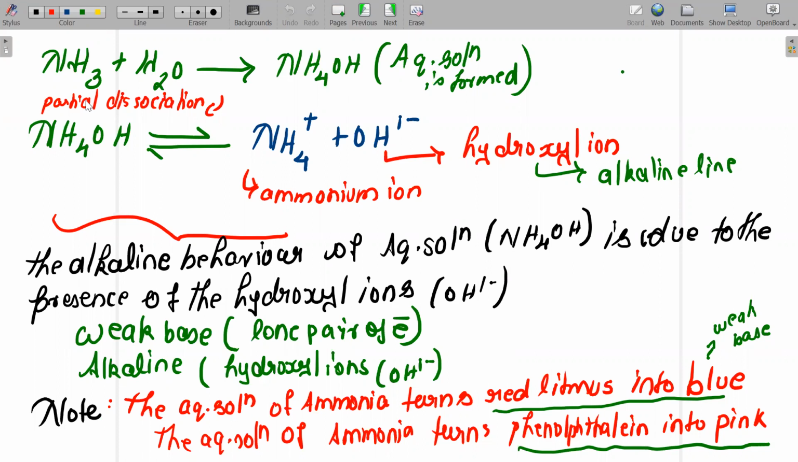Now we need to confirm the aqueous solution of ammonia is a weak base. For that, you just introduce a red litmus paper to this aqueous solution of ammonia. Then it will be converted into blue. This is the first confirmation for a weak base. Second one, you take some phenolphthalein, it will be converted into pink. These are the two confirmations to prove the aqueous solution of ammonia is a weak base. Understood?